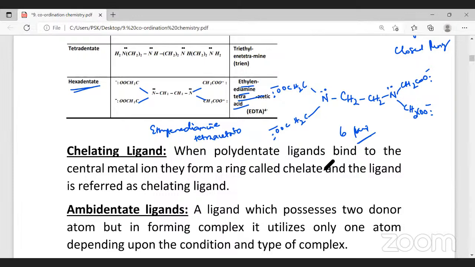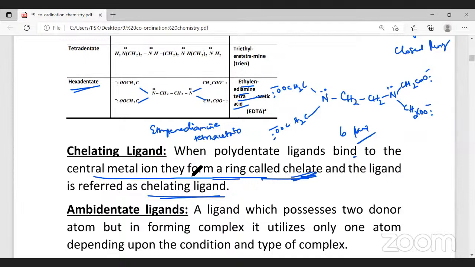Chelating ligand. What chelates are rings. Chelates are rings. So a polydentate ligand, when I say polydentate ligand, it can be a bidentate ligand, tridentate ligand, or any other polydentate ligand. When it gets bound to the central metal atom, they should form a ring. When a polydentate ligand binds to the central metal atom, they form a ring, and that ring is called a chelate. And the ligand which forms a ring is referred to as what? A chelating ligand. What is a chelating ligand? A ligand which can form a ring with the central metal atom or ion is called a chelating ligand.